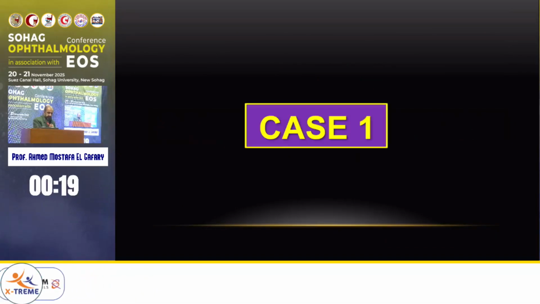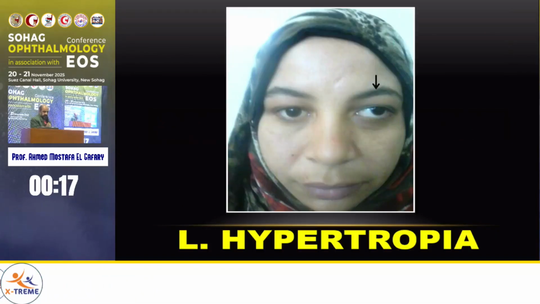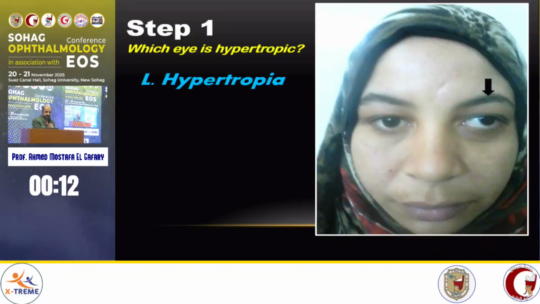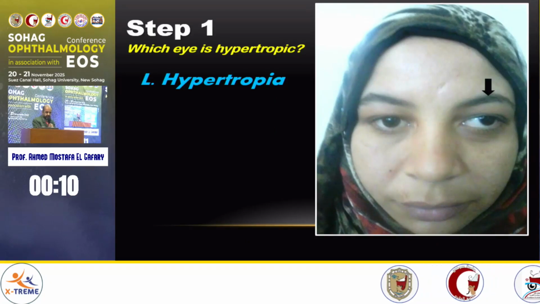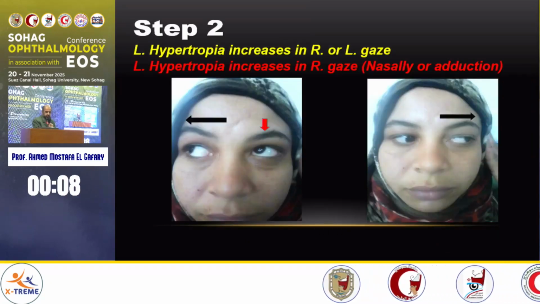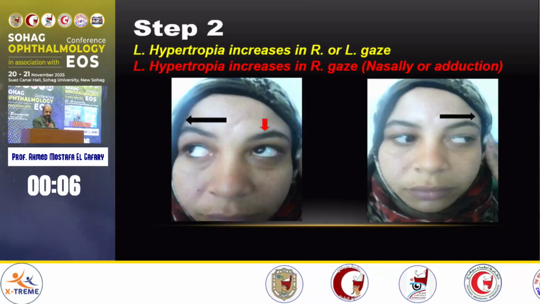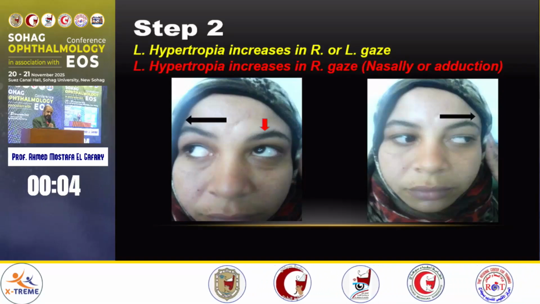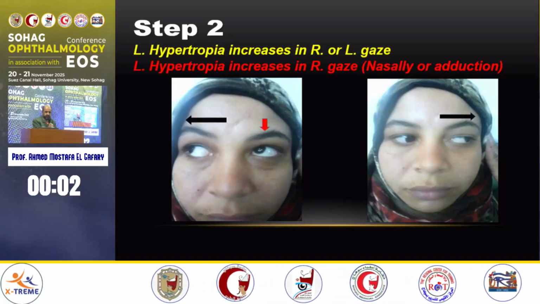Case presentation. Left hypertropia. This is step 1, or the first question. Step 2: does left hypertropia increase in right or left gaze? The left hypertropia increases on right gaze, nasally, or on adduction.